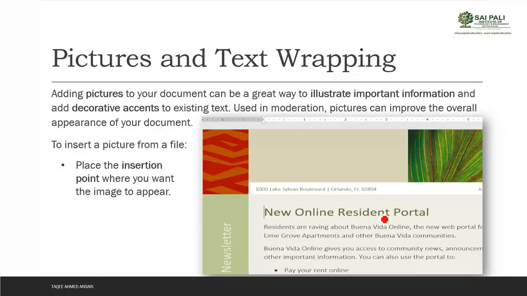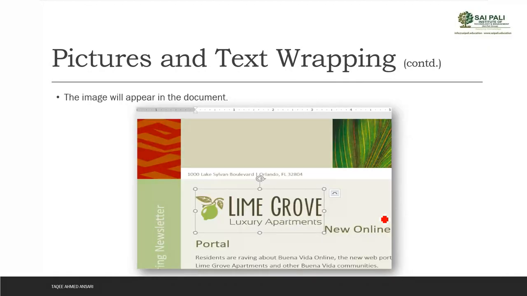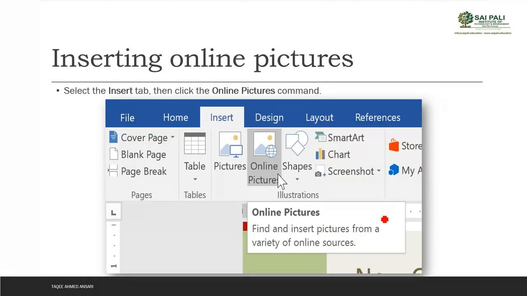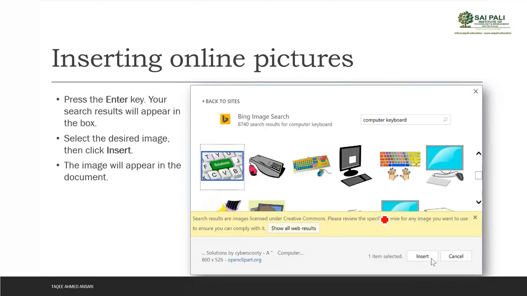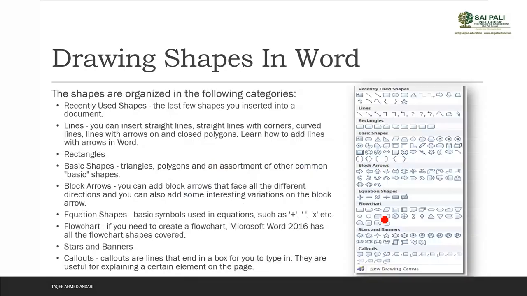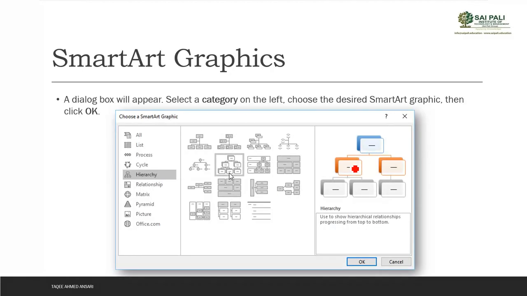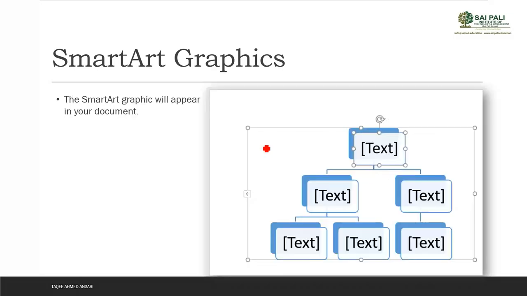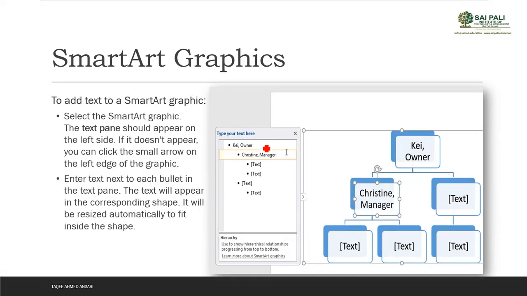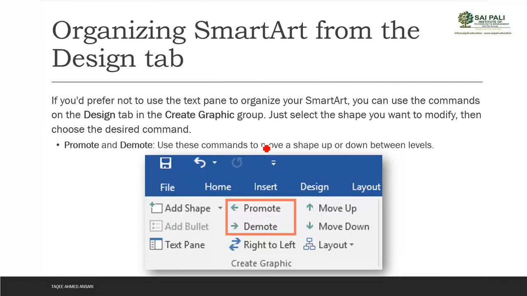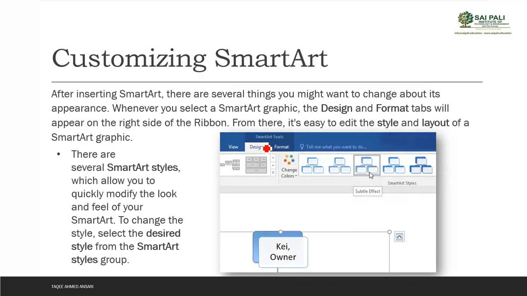In the last video we did things like adding pictures and wrapping text around those pictures. We have seen that we can add online images, online pictures also. We can add shapes and modify the shapes. We have seen how we can add smart graphics, and also modify the smart graphics. So these things we have seen in the previous video.